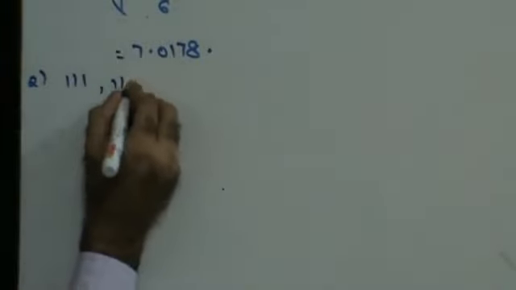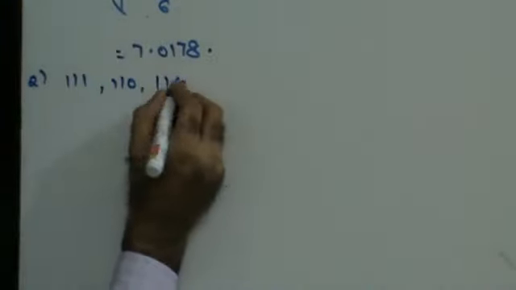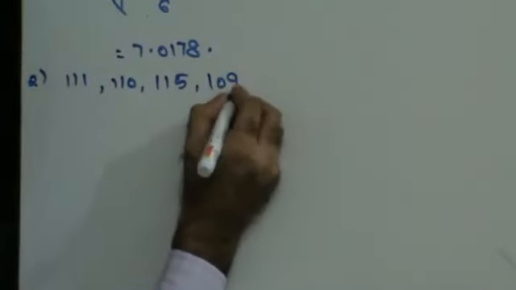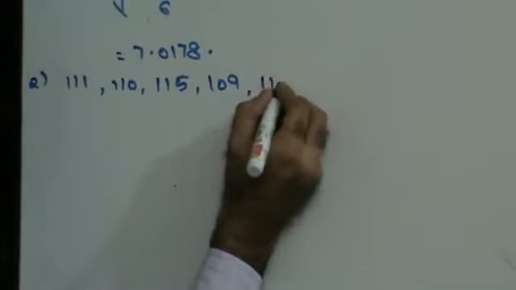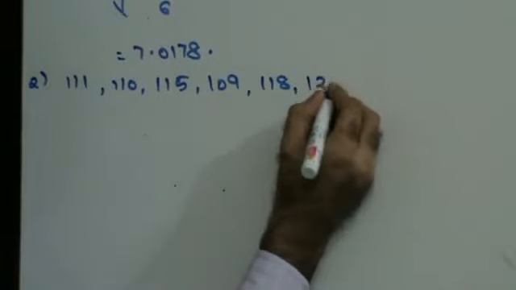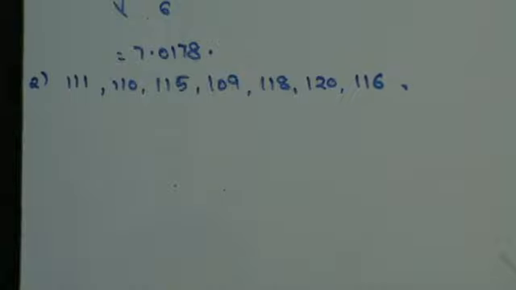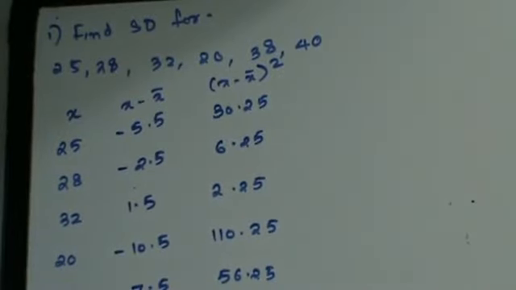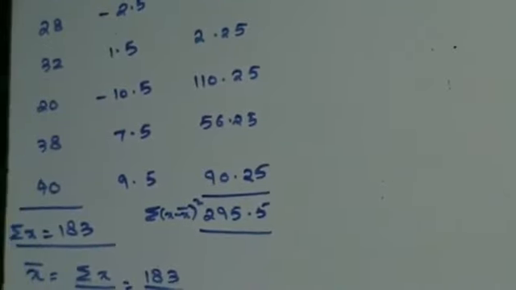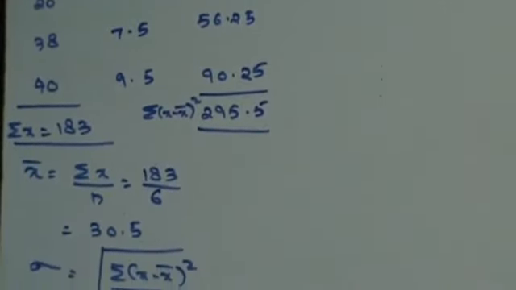Let's see this. Say 111, 110, 115, 109, 118, 120 and 116. Look at the previous sum and solve this sum. It is going to be exactly identical. I want you all to try this sum out right now. At the end of the lecture, I'll give you the answer for this. You should get the answer for this as 3.907. Exact replica, only the numbers have been changed.